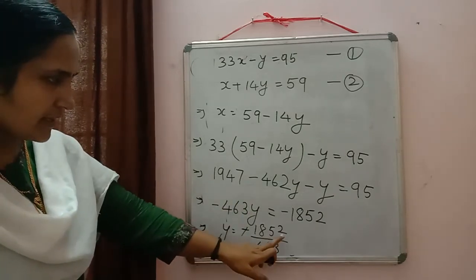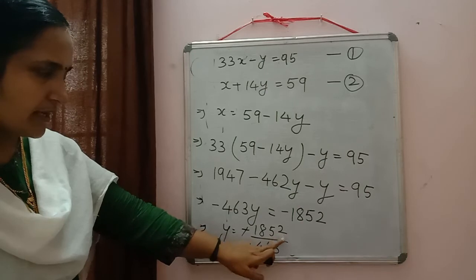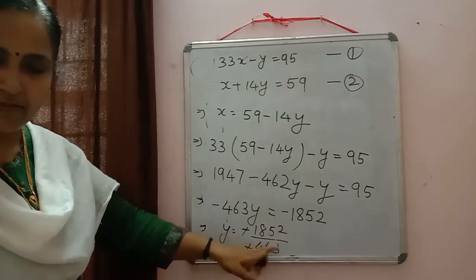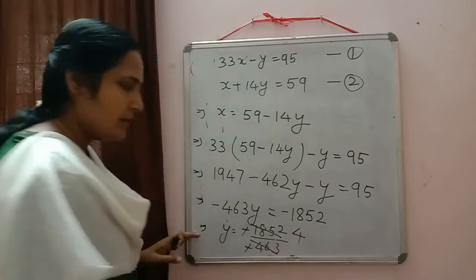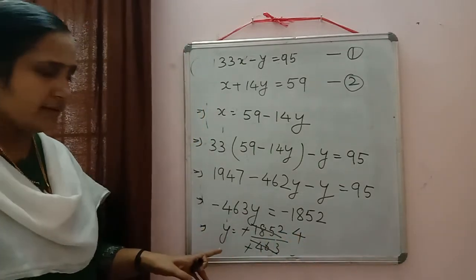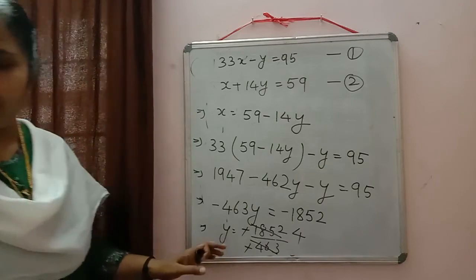So if you can check there, in the unit place we have 2 there. So 4 3s are 12. So we can check whether it will be divisible by 4. So here it will be equal to 4. If you want, you can check it. So we are getting y is equal to 4.